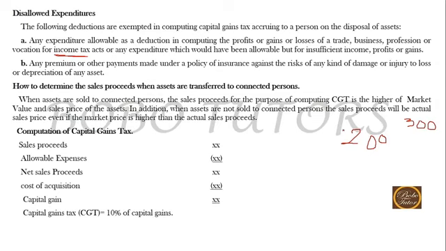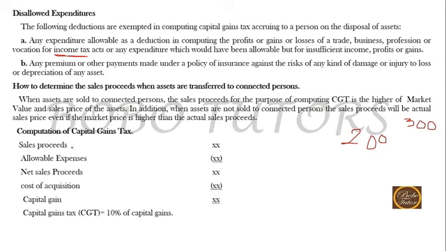So you should understand that if it is connected person, you pick the highest between the market value and the sales proceeds. And if it is not connected person, you pick the actual sales price. Are you getting it now? So computation of capital gains tax. This is the format. So simple as that.